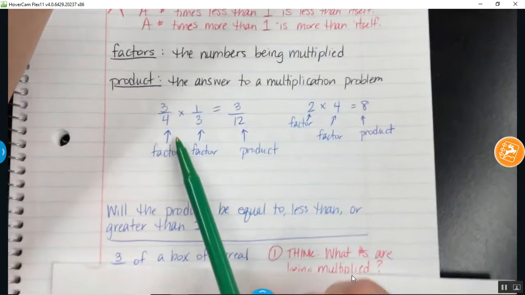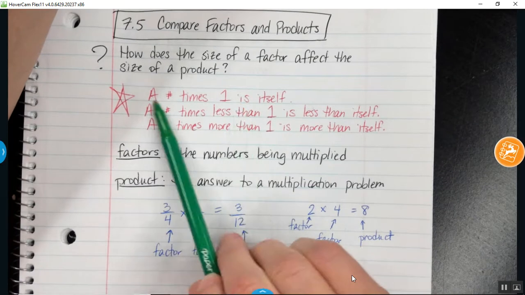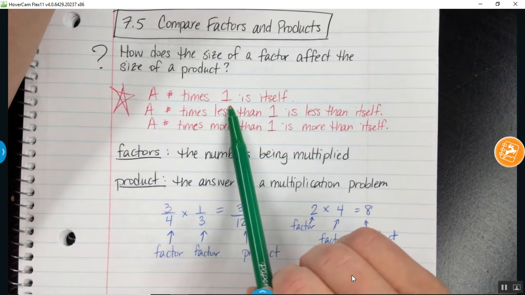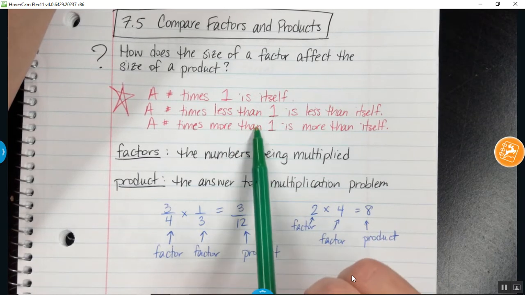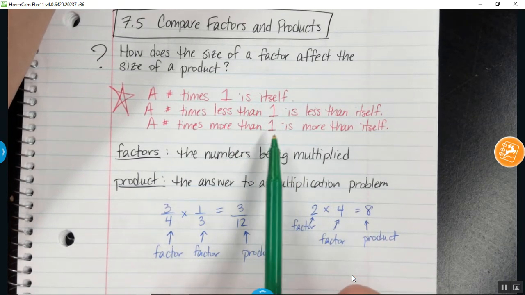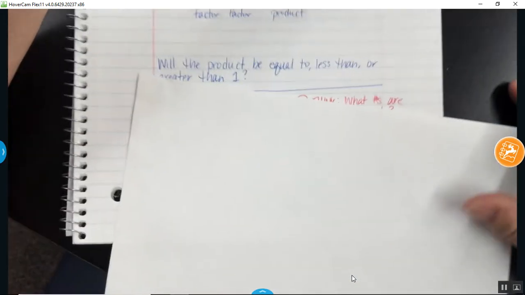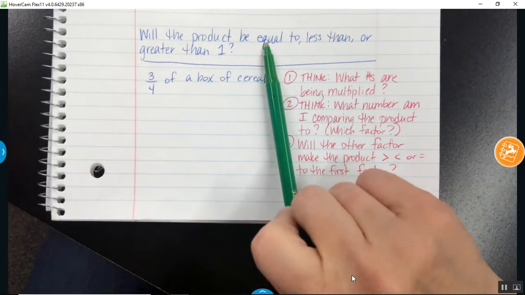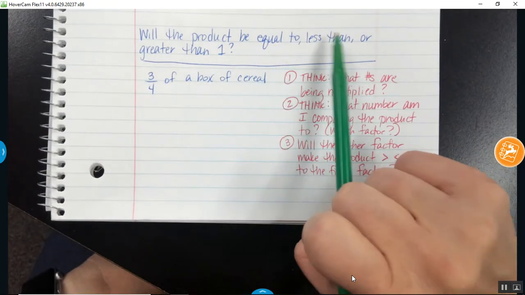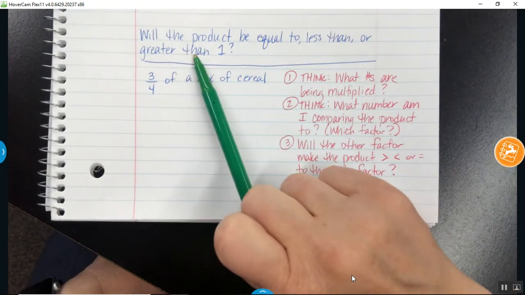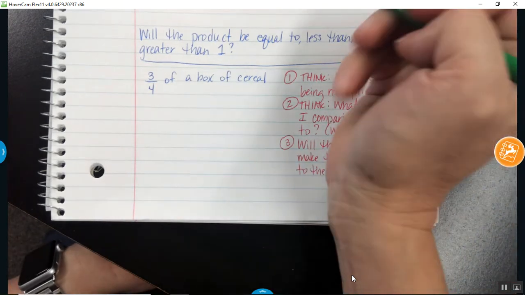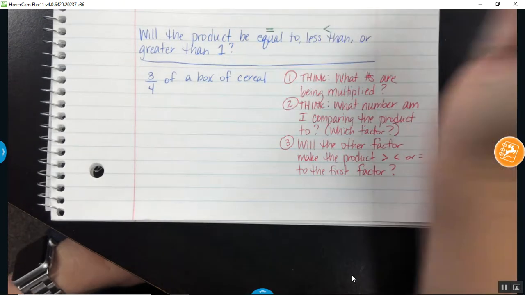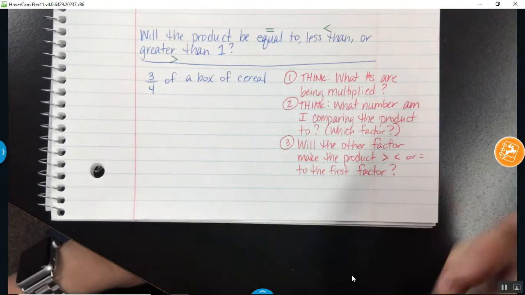Okay, remember factors and products, and remember this reality, really. Anything times 1 is itself, anything times less than 1 is less than itself, anything times more than 1 is more than itself. So, for example, here's the kind of question you'll get. Will the product be equal to, less than, or greater than 1? And I want you to remember these symbols, okay? Equal to, less than, or greater than 1.